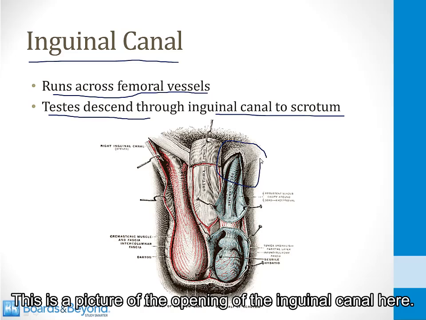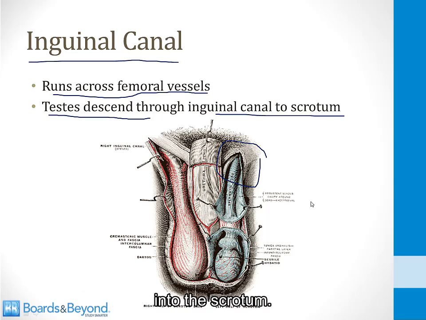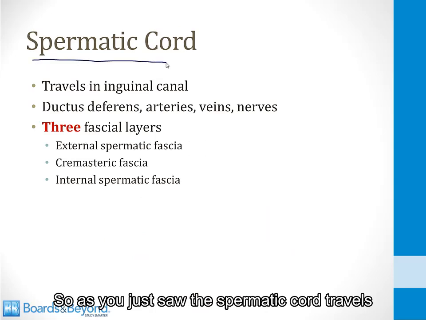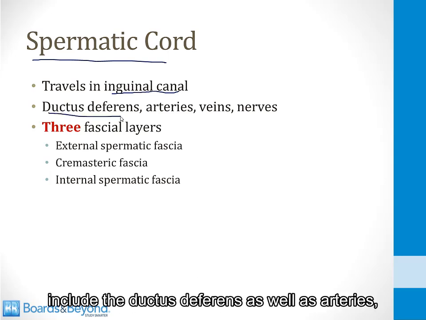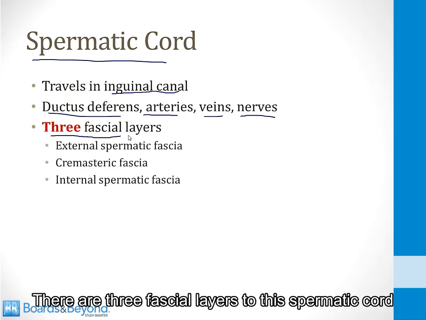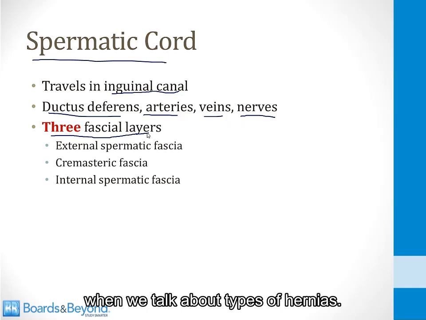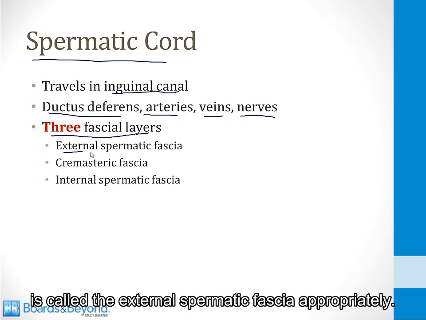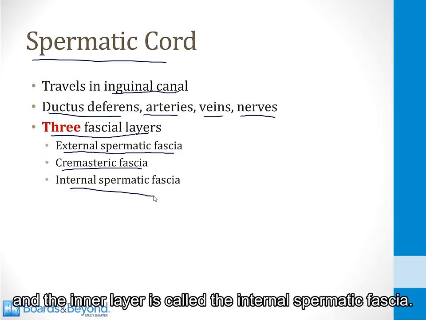This is a picture of the opening of the inguinal canal here. You can see the spermatic cord coming out and entering the scrotum to carry the testes into the scrotum. So as you just saw, the spermatic cord travels in the inguinal canal, and the contents of the spermatic cord include the ductus deferens as well as arteries, veins, and nerves. There are three fascial layers to the spermatic cord, and this will be important later when we talk about types of hernias. The most external fascial layer is called the external spermatic fascia, appropriately. The middle layer is called the cremasteric fascia, and the inner layer is called the internal spermatic fascia.